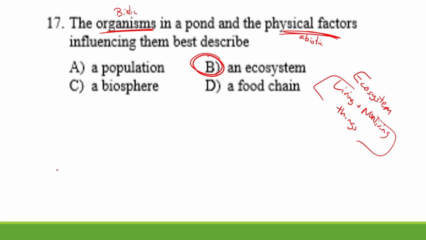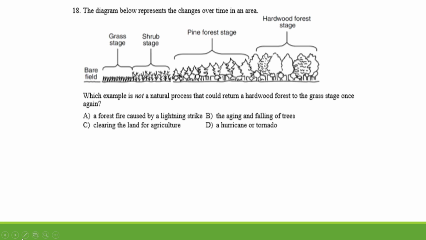Moving on to our next practice problem. The diagram below represents the changes over time in an area. Which example is not a natural process that could return a hardwood forest to the grass stage once again? A forest fire caused by a lightning strike, that is natural. The aging and falling of trees, that is natural. A hurricane or a tornado, those things are natural.